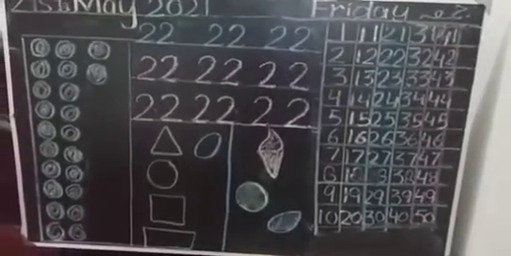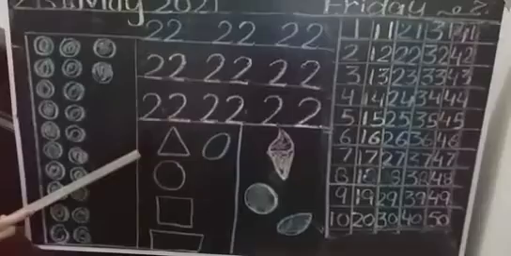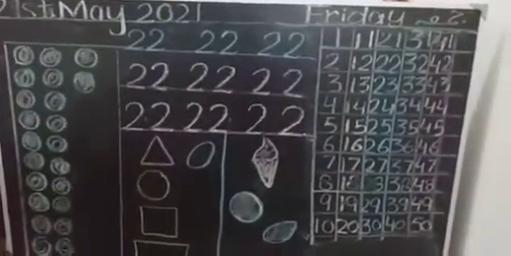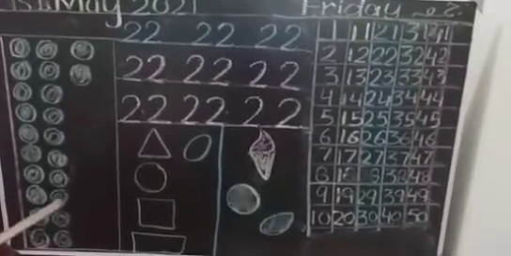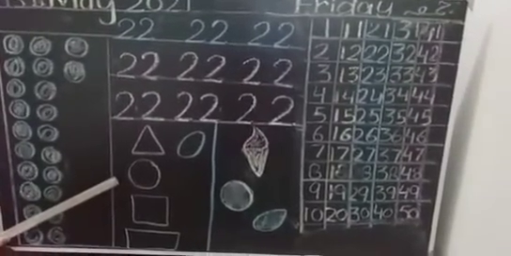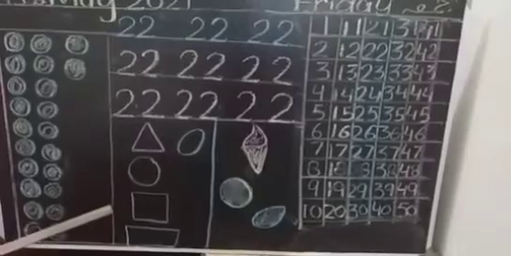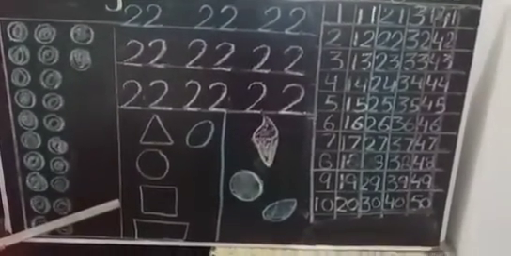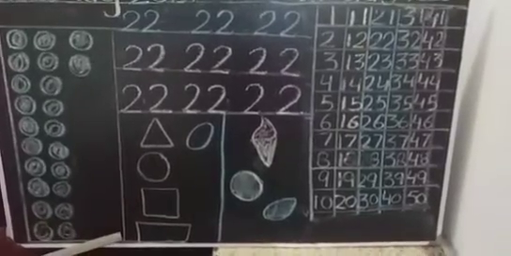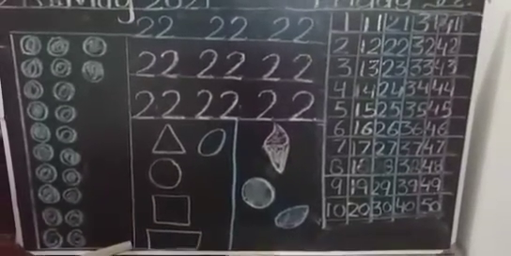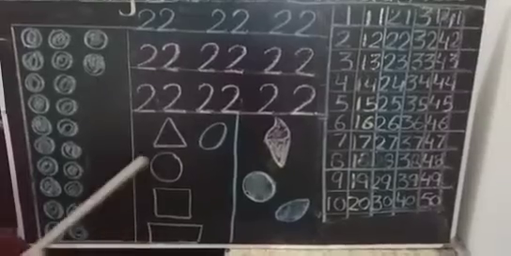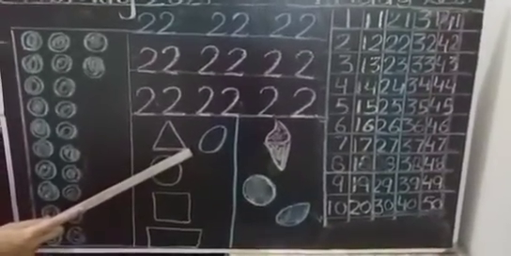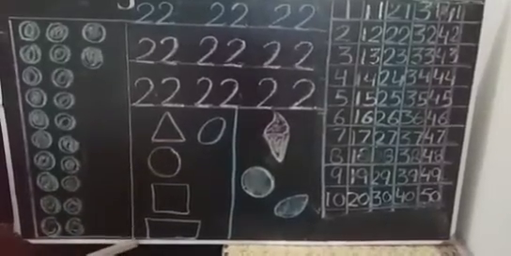Okay, dear students, now look at these shapes. Which shape is this? Yes, triangle. Which shape is this? Circle. Which shape is this? Tell me, which shape is this? Yes, square. Which shape is this? Very good, rectangle. And now tell me, which shape is this? Oval. Good. These are called flat shapes.